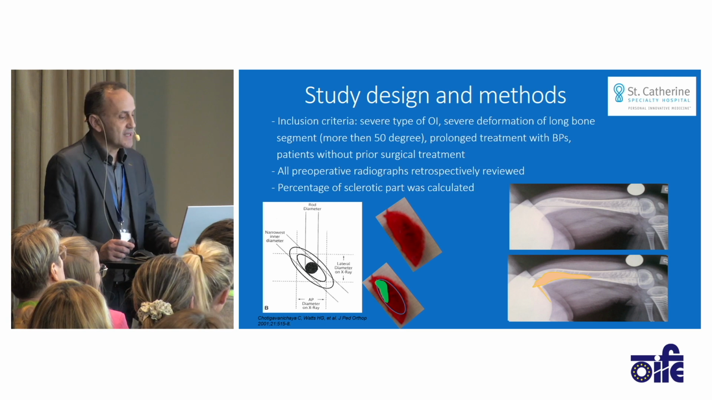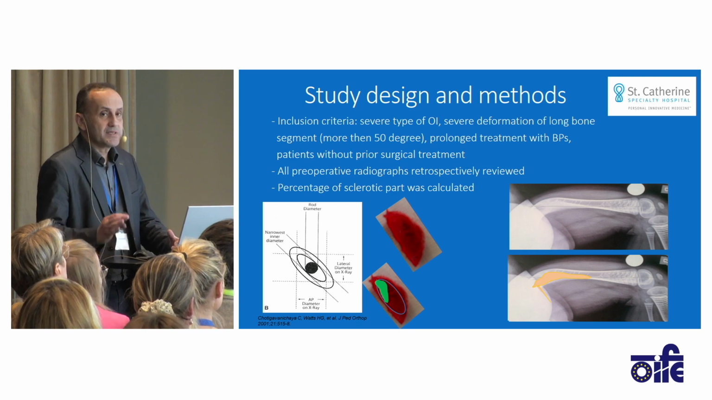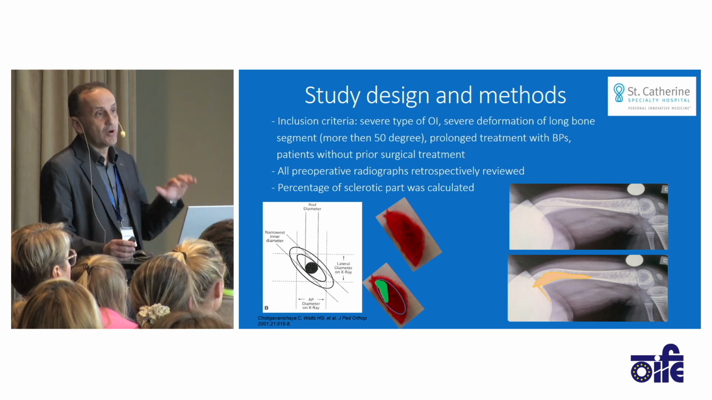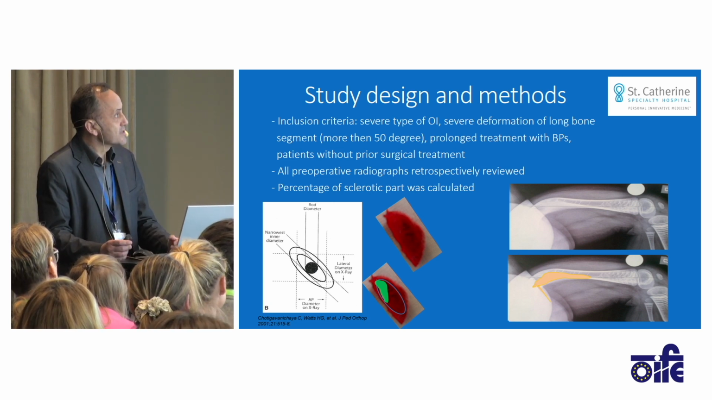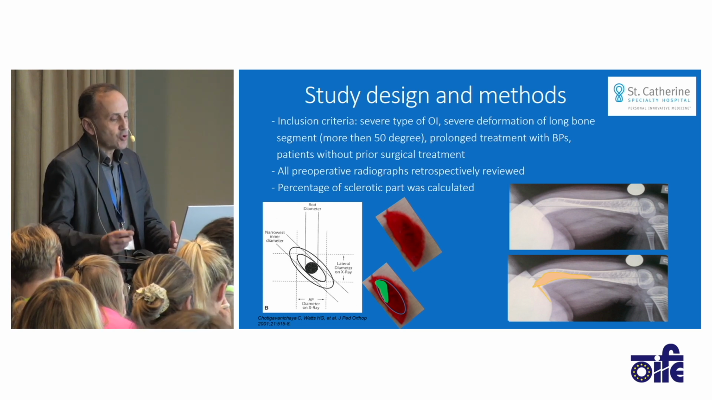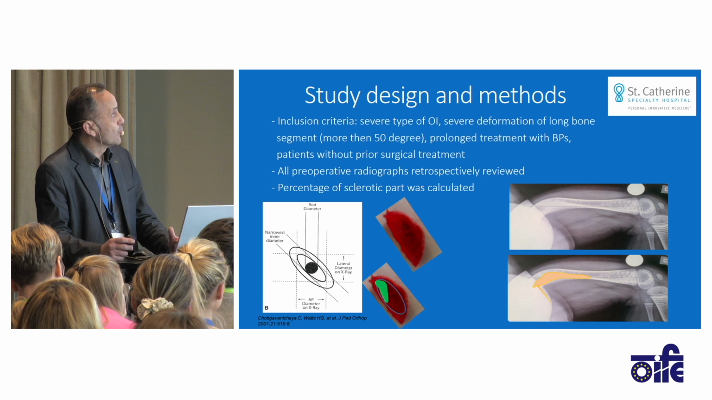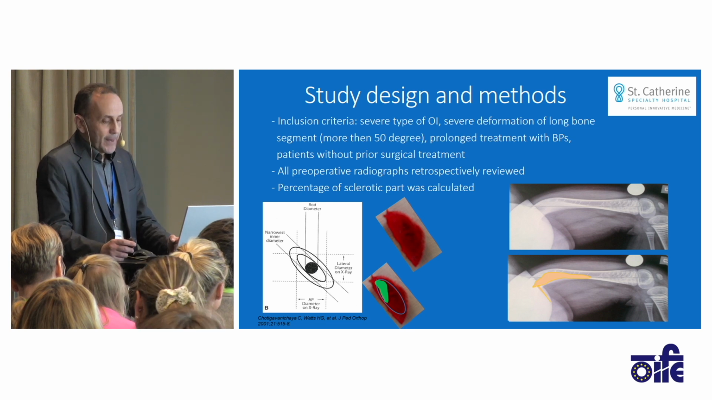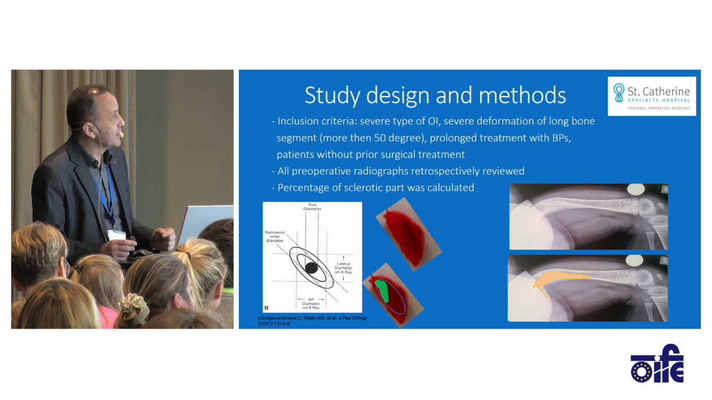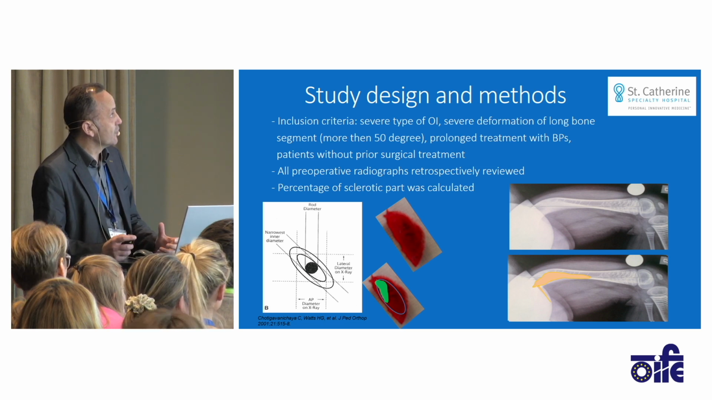Inclusion criteria for our study were severe type of OI, severe deformation of long bone, that means more than 50 degrees of antecurvatum or procurvatum deformity, and also more than 50 degrees of varus deformity. Also, patients with prolonged treatment with bisphosphonates, and last but not least, patients without prior surgical treatment. We reviewed all preoperative radiographs, and from these radiographs we measured and calculated the percentage of sclerotic part of bone.